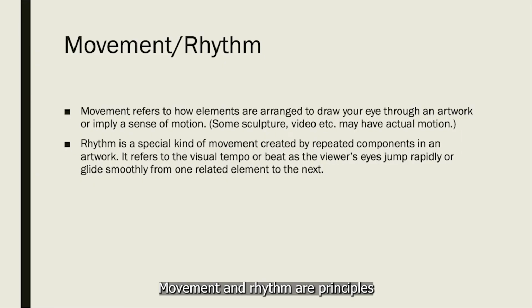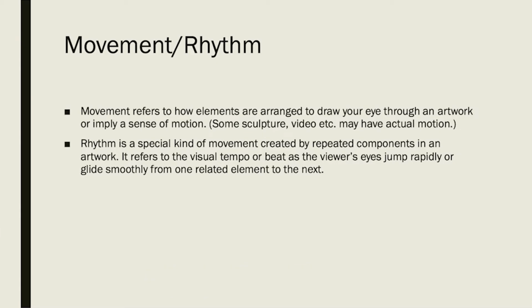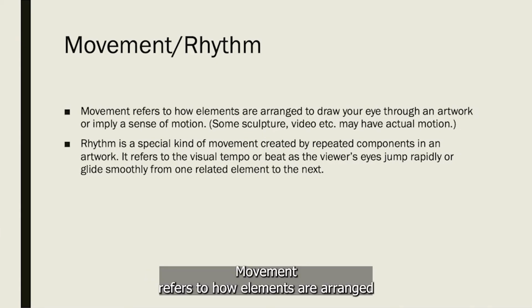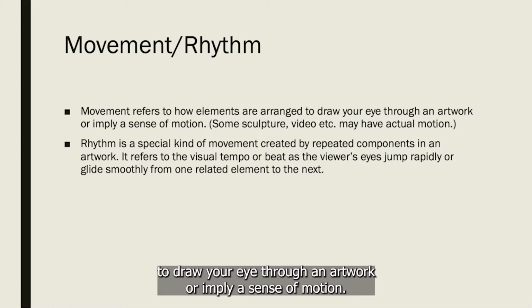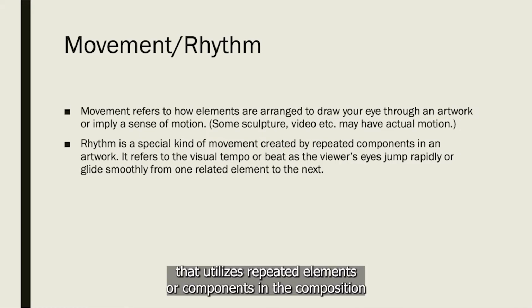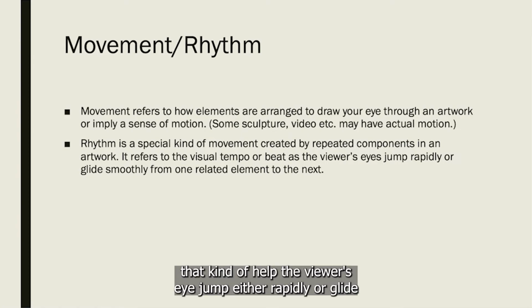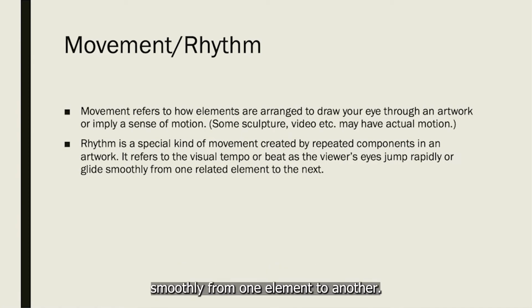Movement and rhythm are principles that a lot of times exist in tandem but can exist separate from one another. Movement refers to how elements are arranged to draw your eye through an artwork or imply a sense of motion, whereas rhythm is a special kind of movement that utilizes repeated elements or components in a composition that help the viewer's eye jump either rapidly or glide smoothly from one element to another.